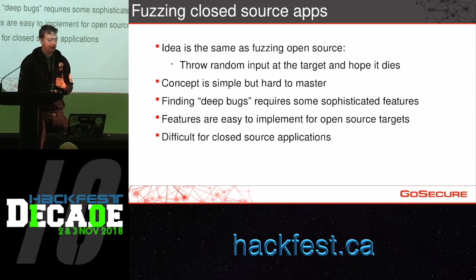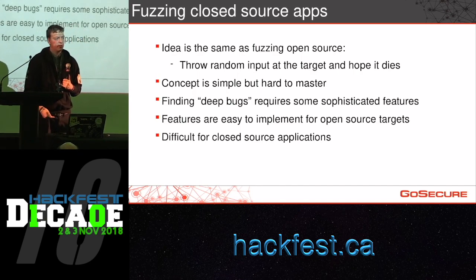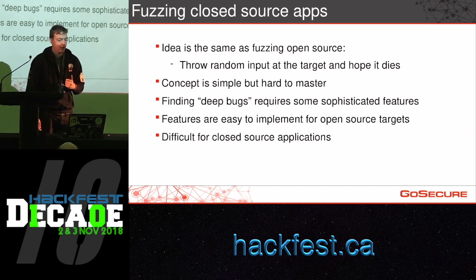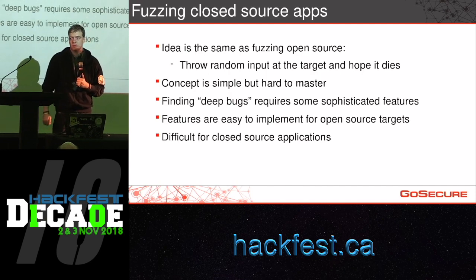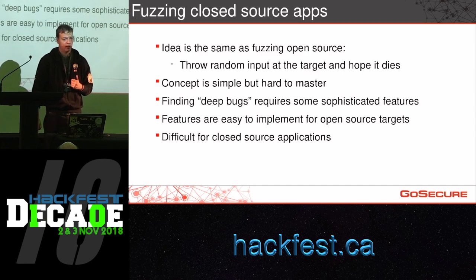Because if you want your fuzzer to find deep bugs, so bugs that are hidden somewhere deep in the code base, your fuzzer needs some sophisticated features, because you want to find bugs that nobody else has found before you, right? These features are actually quite easy to implement if you fuzz open source targets, for the reason that we have the source code, but quite difficult to implement if you want to fuzz closed source applications.